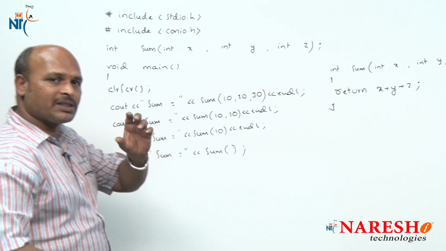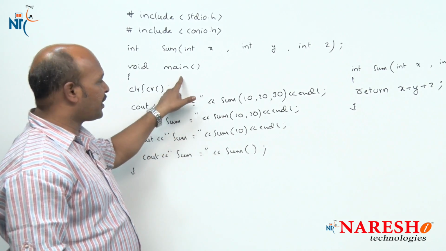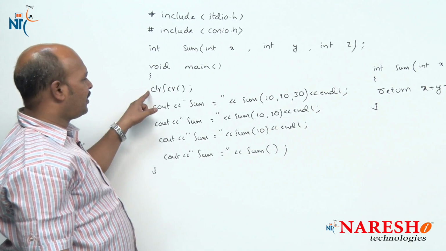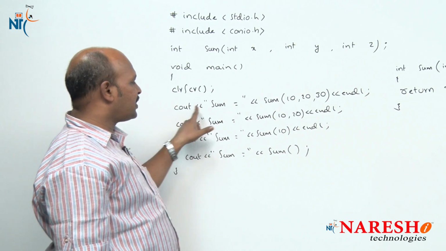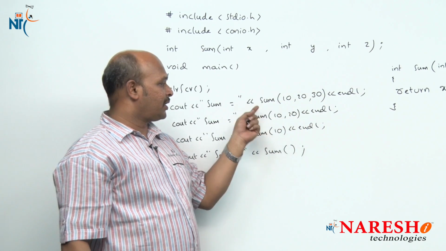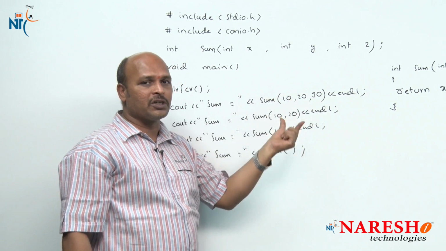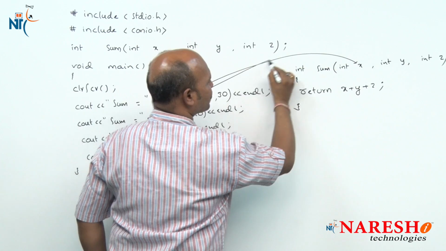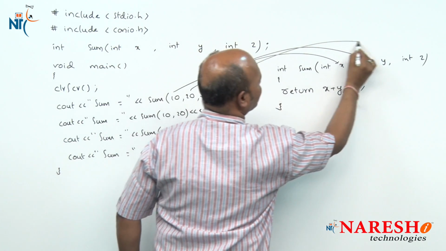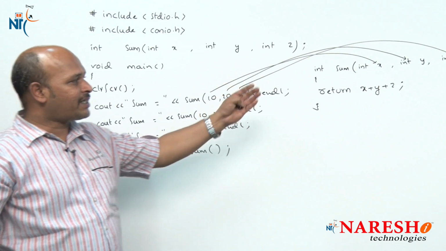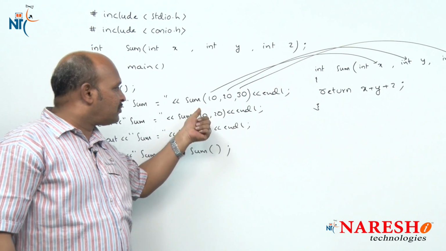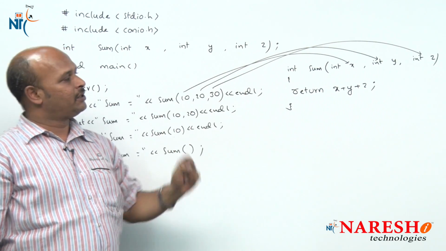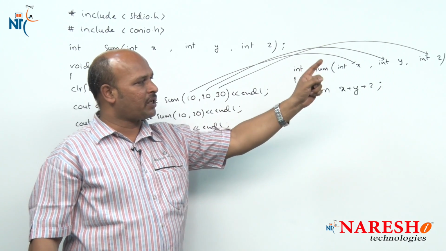Generally, C or C++ program execution starts from the main function, everybody knows. Here also program execution starts from this point. Later, clrscr erases the screen content. Later, cout sum equal to, it is the first function calling. In the first function call, how many arguments have I used? 3. Now, 10 is passed to x, 20 is passed to y, and 30 is passed to z. That is why x becomes 10, y becomes 20, z becomes 30.